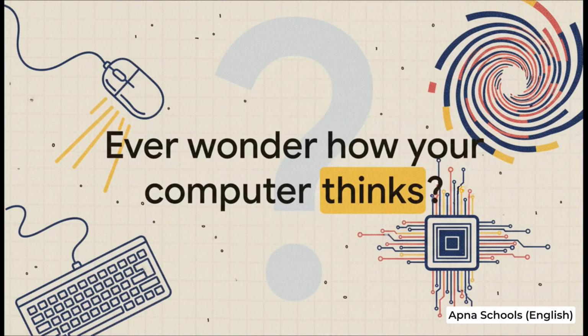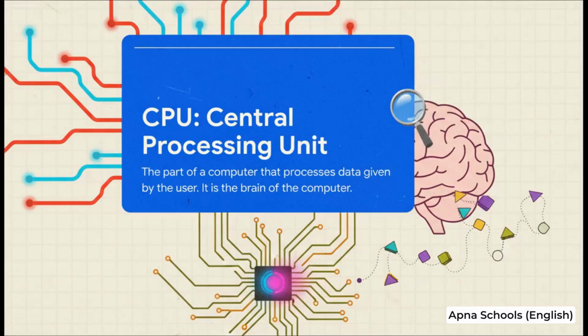But it's not magic, of course. It's all about processing. So let's get right into it and answer that big question. How in the world does a computer actually think? Okay, let's break it down. CPU. It stands for Central Processing Unit. And honestly, that name is just perfect, right?